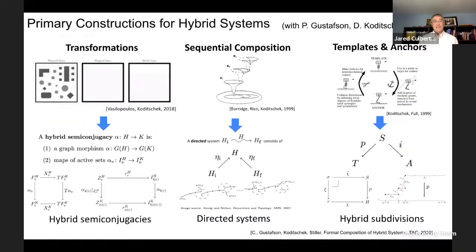And so our task was to think about how we could formalize these sorts of constructions that Dan and his group were doing with robotics into a formal mathematical language. And so that came down primarily to these three ideas. The first one was thinking about transformations.